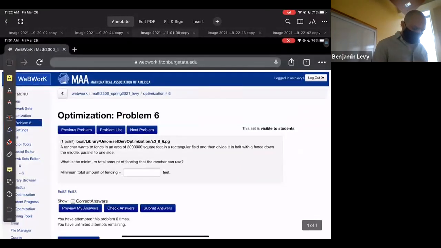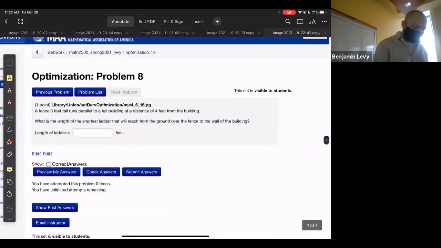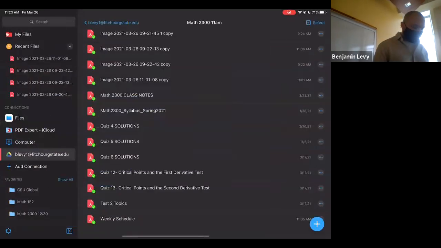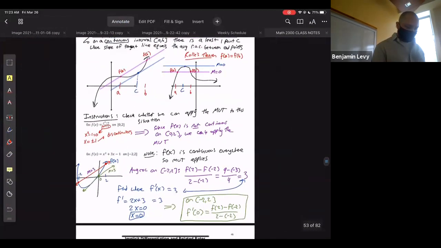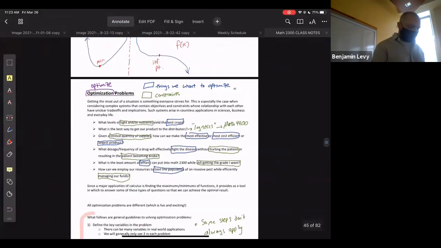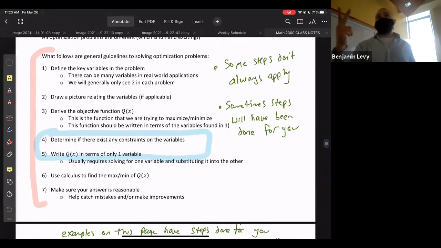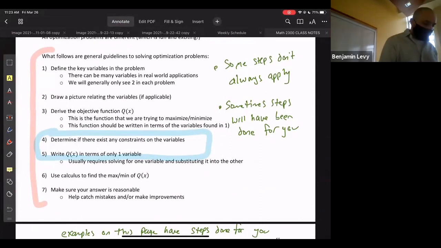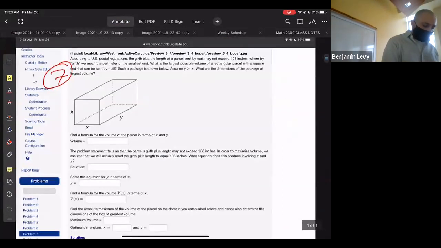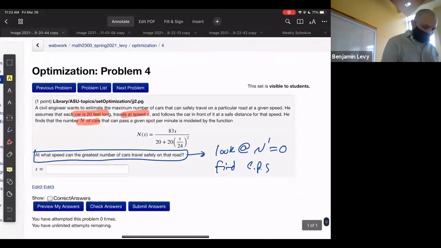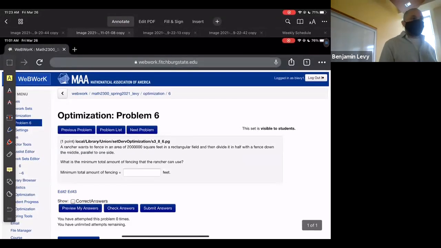Okay. So the next three are all of the type where you need to make the equation yourselves. So maybe I'll open up the notes real quick and remind ourselves how to do that. We're thinking about these steps: defining the variables, drawing a picture, coming up with the objective function. Those are usually the three things I try to do together. So let's do those first three steps for this problem, and then we can see if we want to keep going or not.